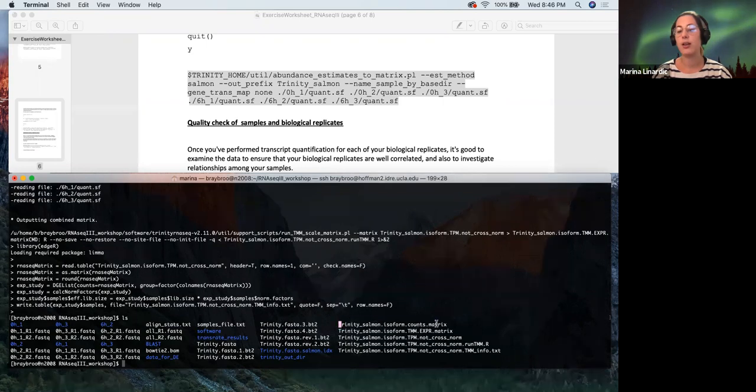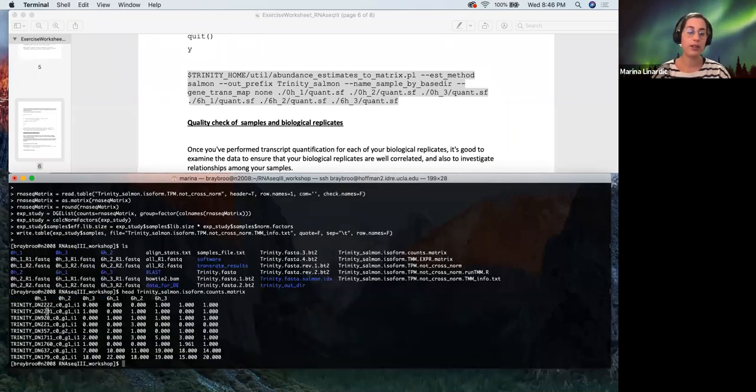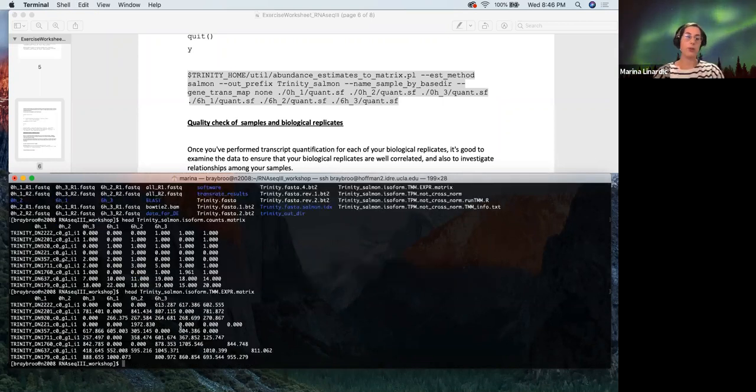So the Trinity Salmon isoform counts matrix, if we just look at the top using head, it looks like this, switched a little bit to the left, but we have the name, we have all of our conditions with the counts right here. The TMM would look a little bit different because it's normalized, so it would have different numbers, but the structure is the same.